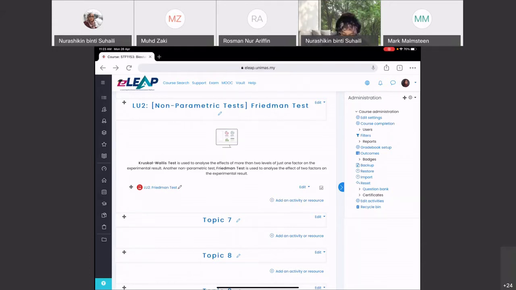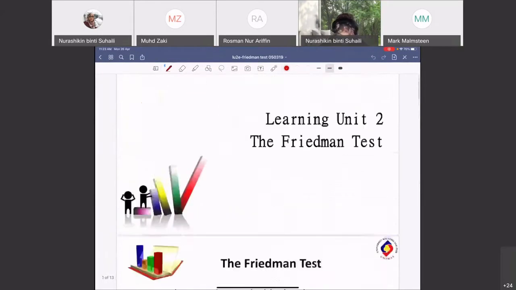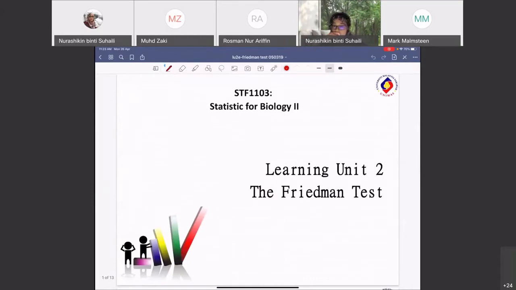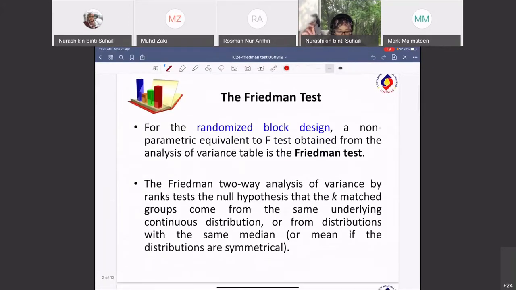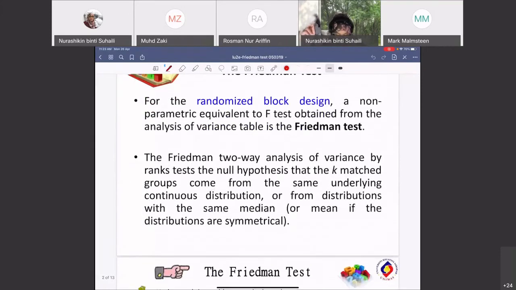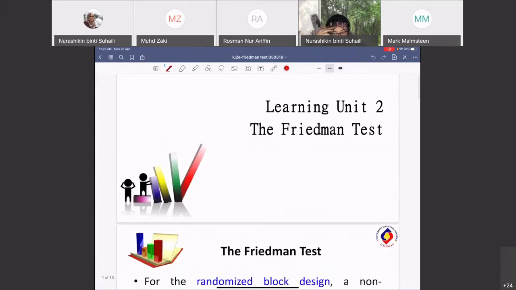Let's have a look at the lecture notes. The mid-semester exam will cover until the Friedman test, LU1 and LU2. This is the last subtopic of LU2, so it will be until today's lecture. Basically what we will cover in this lecture is the introduction of the Friedman test and also the steps for conducting the test.